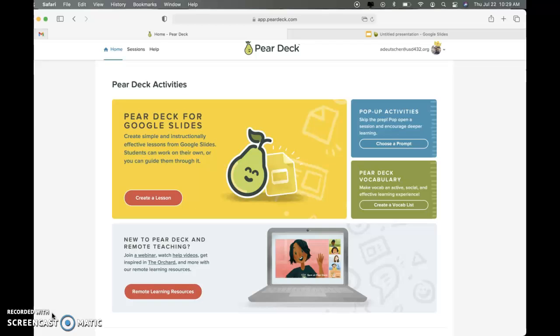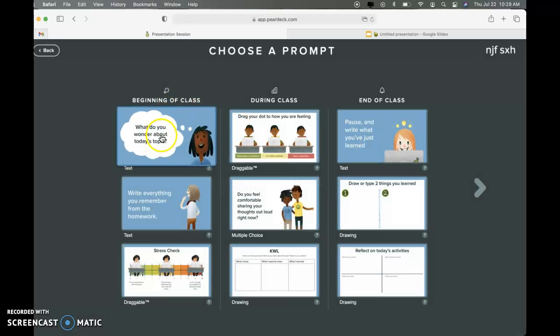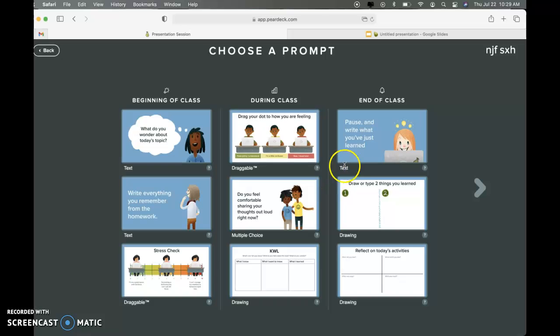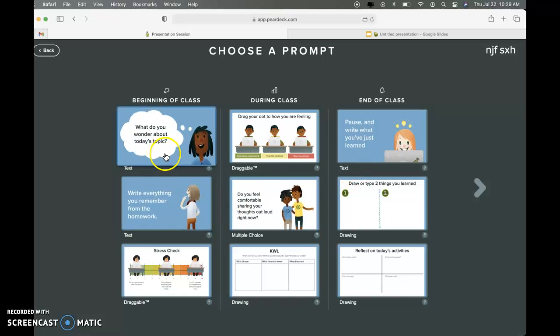One of the good things that a lot of people had to say was that there are actual templates that the teachers can create their lessons off of. One of the things that I really liked over here was the pop activities, and you can choose a prompt that you want to go off of. So when it loads at the beginning of class, when the students come in, you can have this up on the board ready for them to start their day.